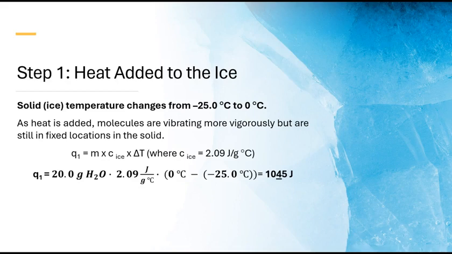2.09 joules per gram degree Celsius, times the change in temperature of the solid, the solid is going to go from negative 25 degrees Celsius to the freezing point or the melting point, 0 degrees Celsius. So 0 minus a negative 25.0 results in a positive 25.0 degrees Celsius delta T. When we put these into our calculator, we should get 1045 joules, and we're going to keep track of our sig figs. We should end up with 3 sig figs, or to the tens place. We're just going to underline it to keep track of it. We have now gotten to the melting point of water.